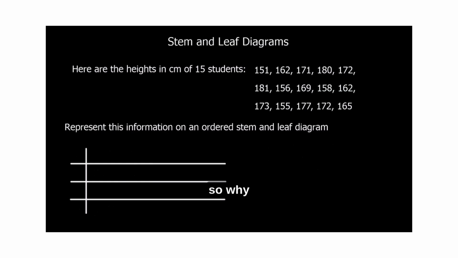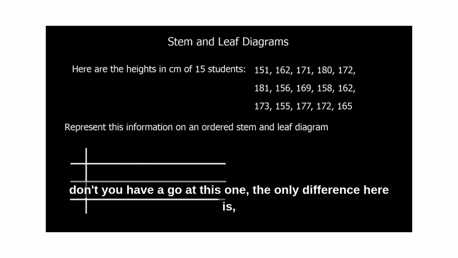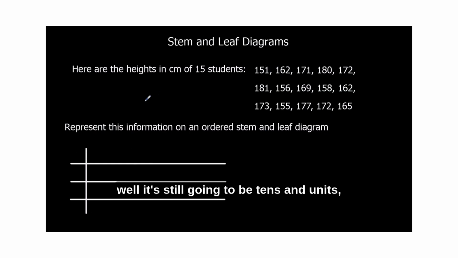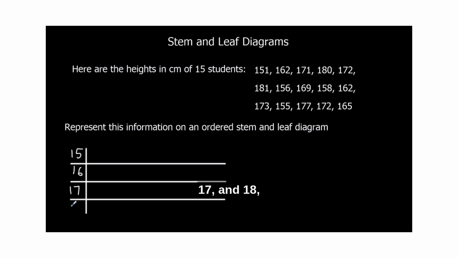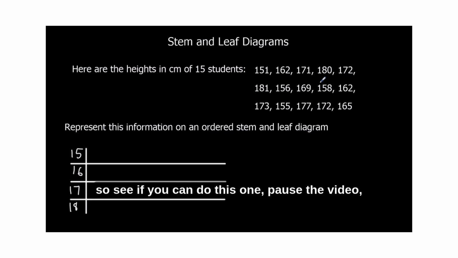So why don't you have a go at this one? The only difference here is, it's still going to be tens and units, but this time it's going to be 15 here, 16, 17 and 18. They're still tens because I've got 15 tens, but it's just because they're bigger numbers. So see if you can do this one. Pause the video and then I'll go through the answers after.